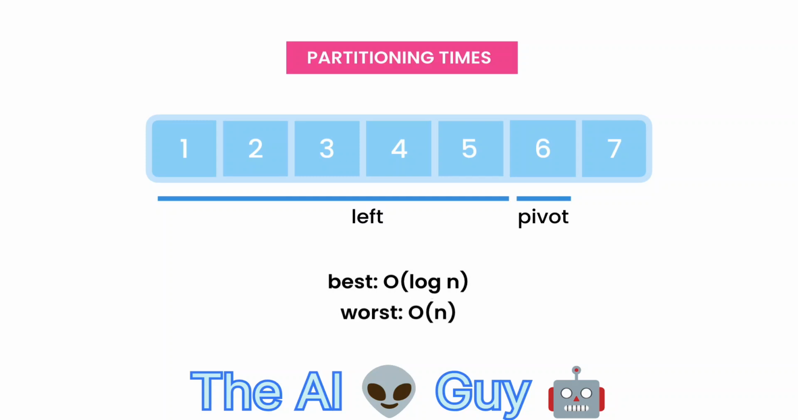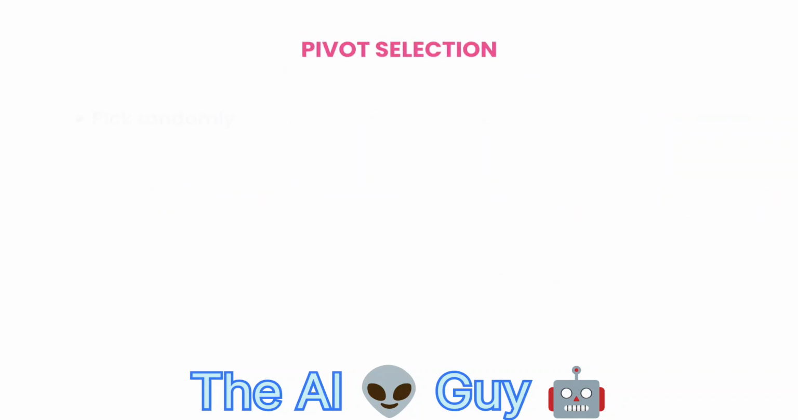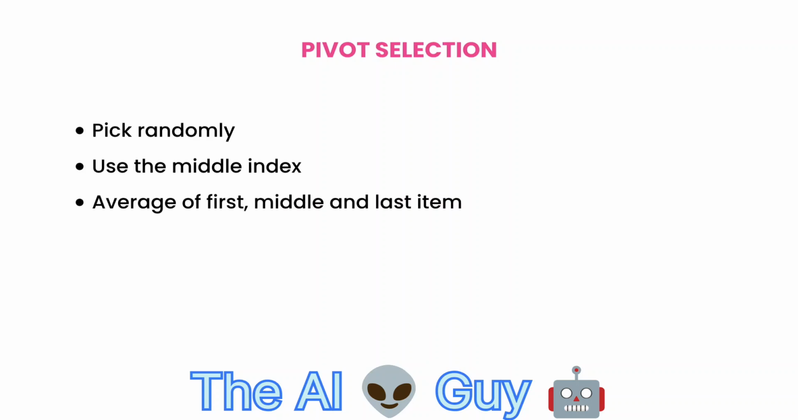So if our array is sorted in ascending order and we pick the last item as the pivot, the number of times we can partition this array equals n. The same situation happens if the array is sorted in descending order and we pick the first item as the pivot. Now to work around this, we have a few solutions. We can pick the pivot randomly, or we can use the middle index, or we can use the average of the first, middle, and last items. These solutions don't prevent the worst case scenario, but they reduce its likelihood.